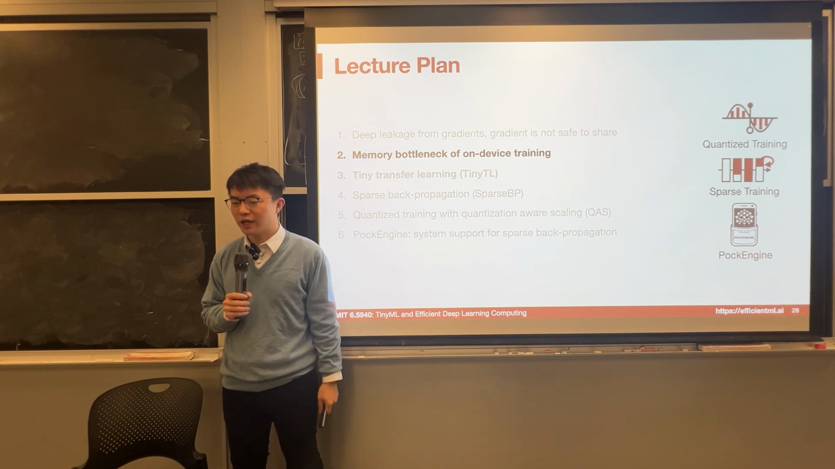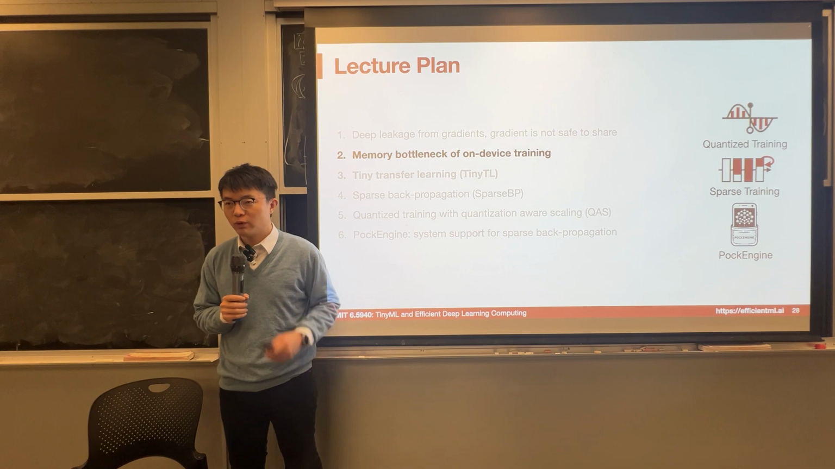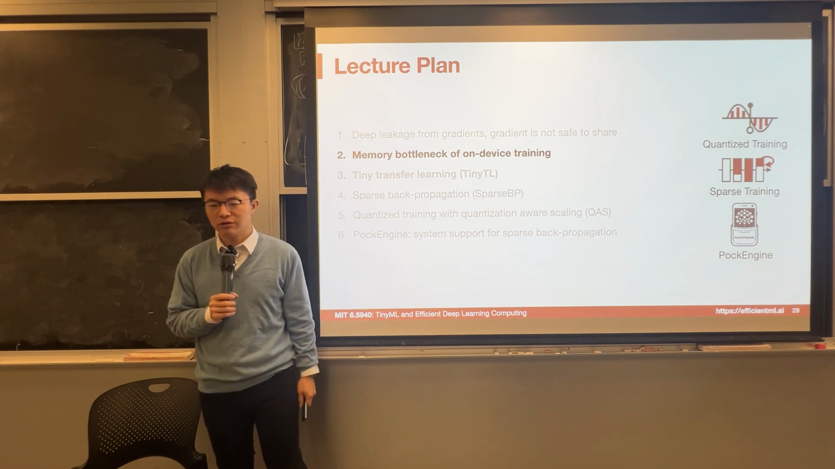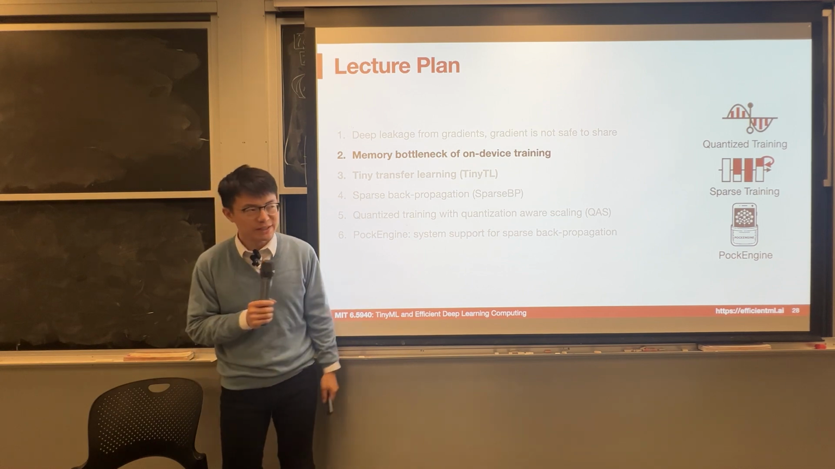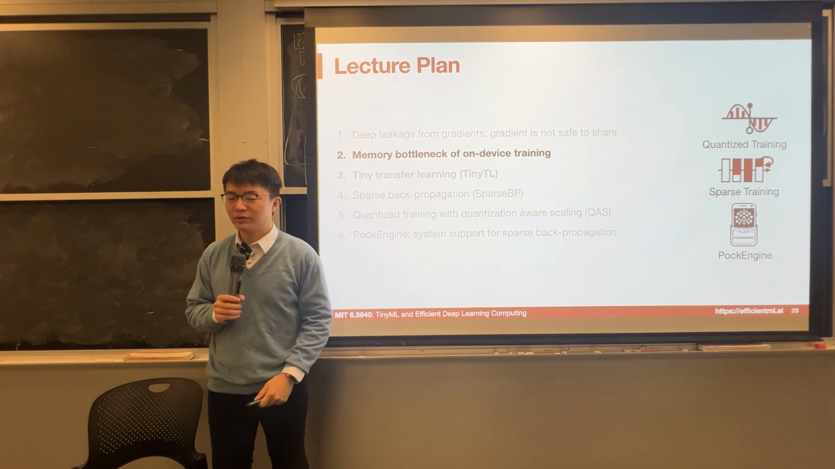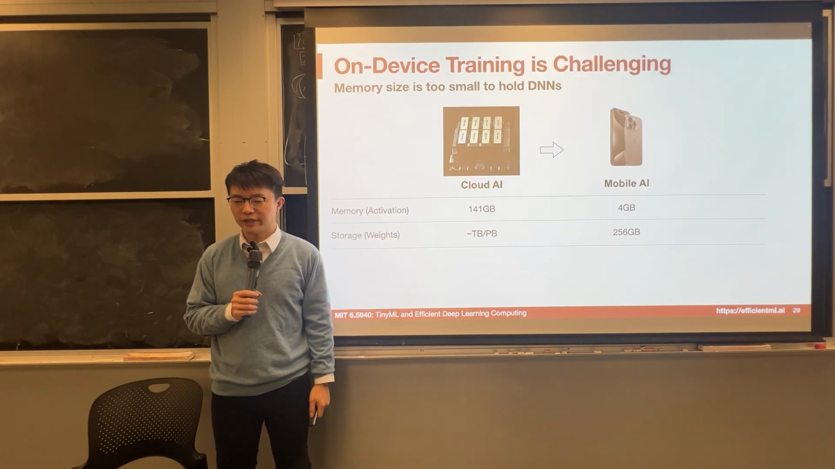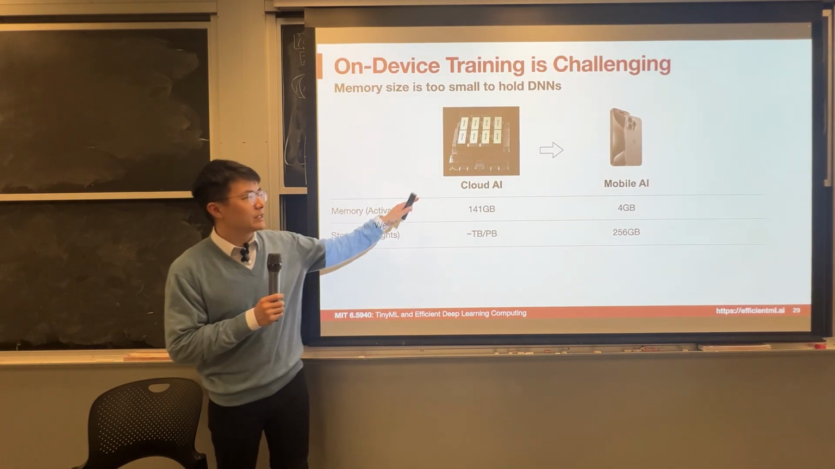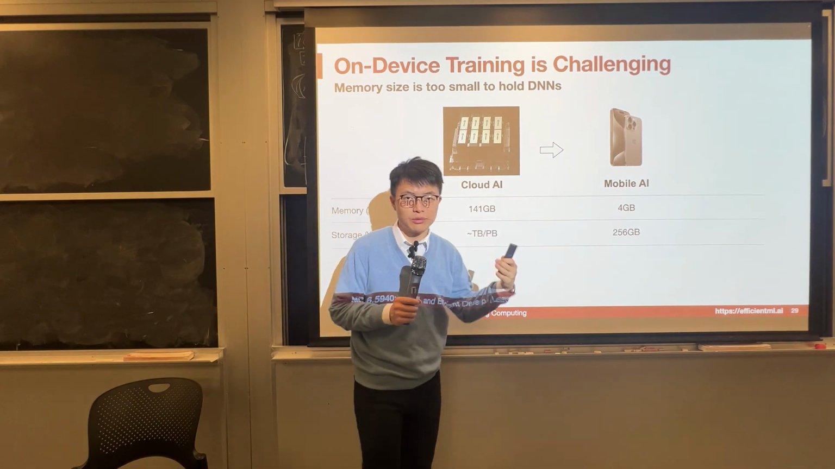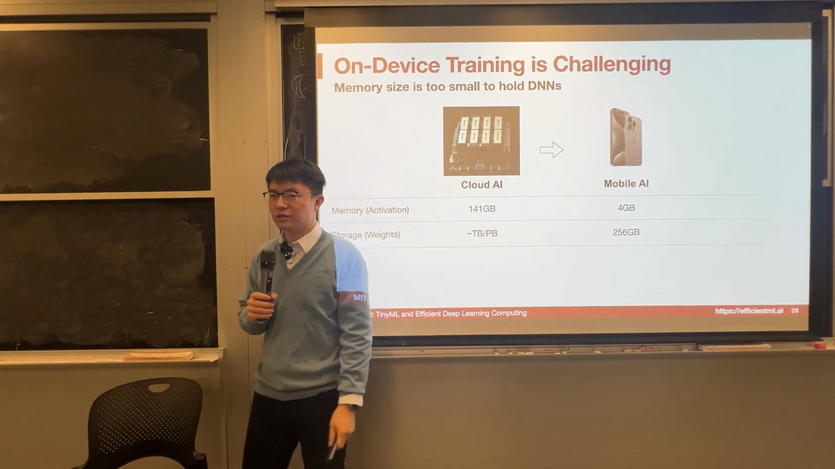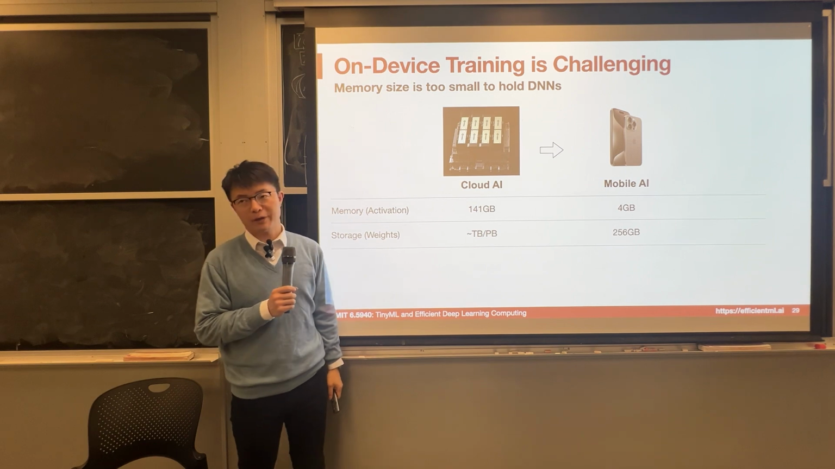Sharing the gradient can potentially leak your training data. So we want to stay local. Everything stays local. But it's not easy. We're going to analyze the memory bottleneck of on-device training. From cloud AI to mobile AI, the compute resource and also the memory is a lot smaller, especially the memory.